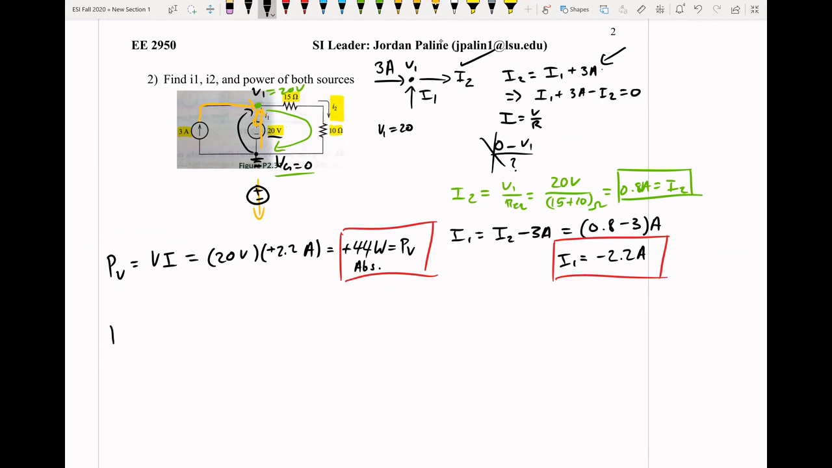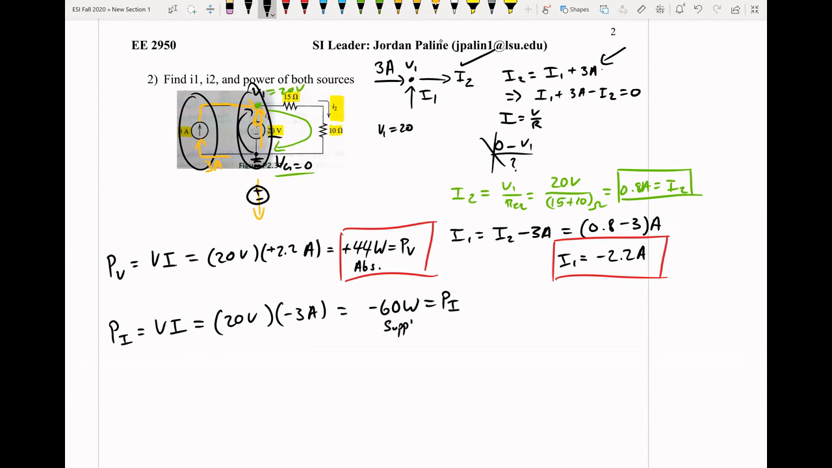And if we jump over to the current source, we'll say VI. Since the branches are in parallel with each other, we can say 20 volts. And then the 3 amps headed that way, so negative terminal times the 3 amps. This will give us negative 60 watts for the current source, which will be supplying. All right, so just a couple different ways to look at this problem and go about it.